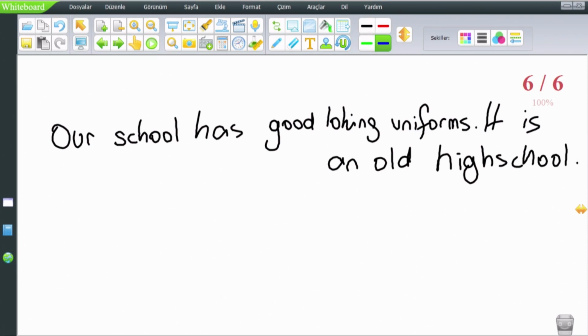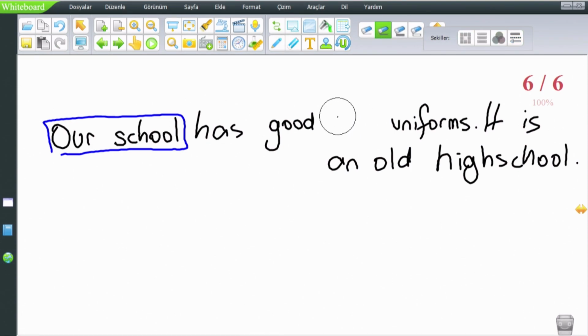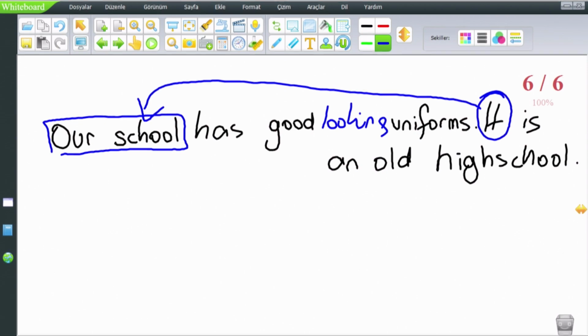So, the first thing we should do is to determine the thing that is the same in these two sentences. I'm looking here. Our school has good-looking uniforms. It is an old high school. In the second sentence, we have it as our subject, and it refers to our school in the first sentence. So I understand that I am going to combine or put a relative pronoun right after our school.